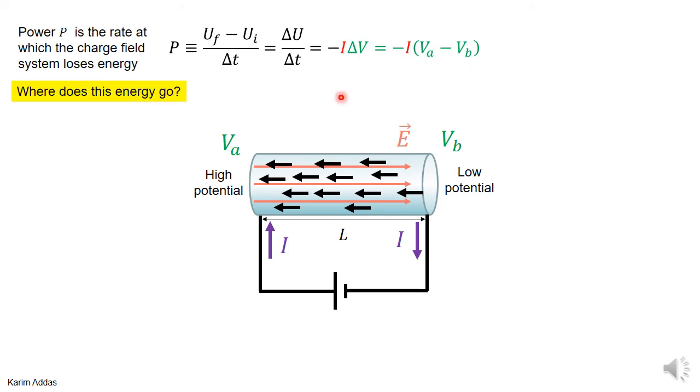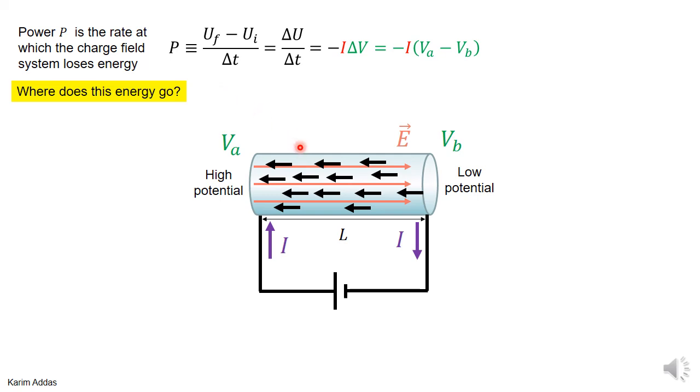And so you can write down the power, which is the rate at which the charge-field system loses energy. It's minus I delta V, where delta V is positive. It's the potential at A minus the potential at B. So we get a similar result as we had before. It's the current times the potential difference, but here we have a minus sign saying that the energy is getting lower. So where does the energy go?